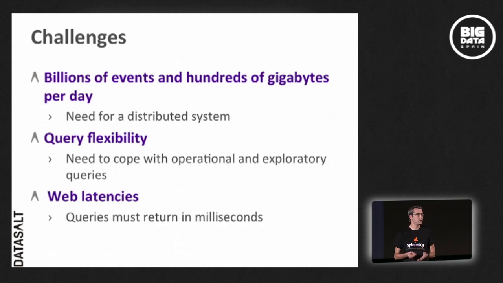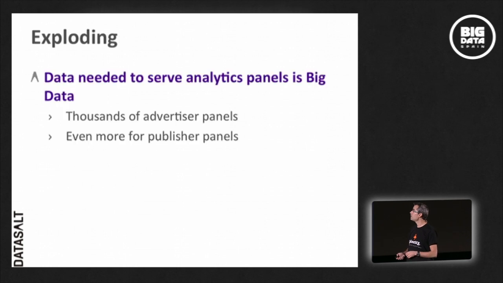Also, we want web latencies because we want to render those panels to the agents in real time. We want the agents, for example, the advertiser or the publisher, to go to a web page and be able to perform this kind of analytics with some tool similar to Google Analytics. So we need the responses to the queries to come in milliseconds. So in the end, what we need is to serve thousands of advertiser panels and even more publisher panels. That's about the bad news. It's quite difficult.